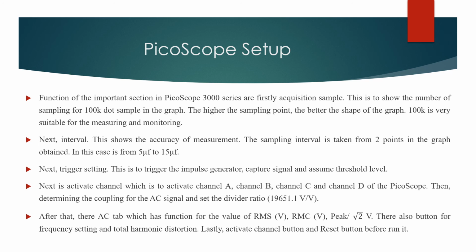Next, trigger setting. This is to trigger the impulse generator, capture the signal, and assume the threshold level. Next is activate channel, which is to activate channel A, channel B, channel C, and channel D of the PicoScope. Then determine the coupling for the AC signal and set the divider ratio. After that, there is the AC tab, which has functions for the value of RMS, RMC, and peak value. There are also buttons for frequency setting and total harmonic distortion. Lastly, the activate channel button and reset button before running.